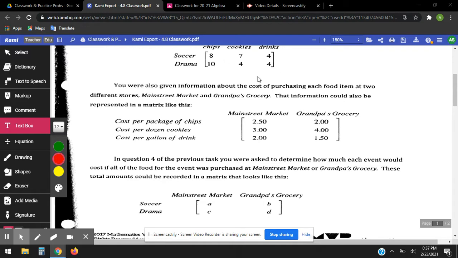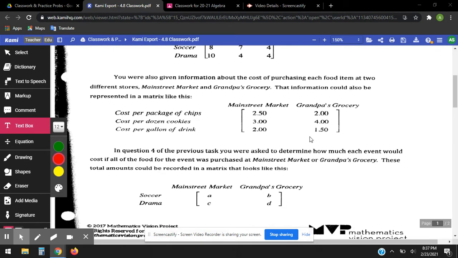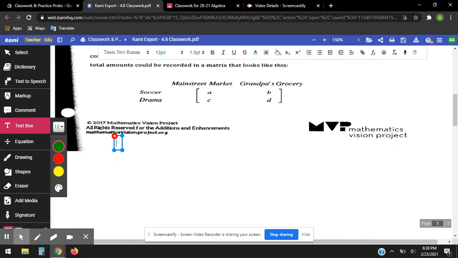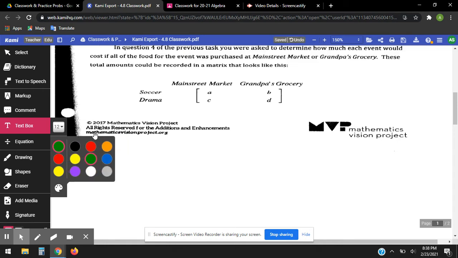Same thing for Grandpa's. We took each of those with their connection. This is chips, cookies, and drink. Chips, cookies, and drink, and multiplied them by their amounts and added them together to get B, and then did the same thing for the drama. So instead of repeating all of that work again, we're just going to fill in this matrix. And actually, I think I'm just going to fill it in up here.